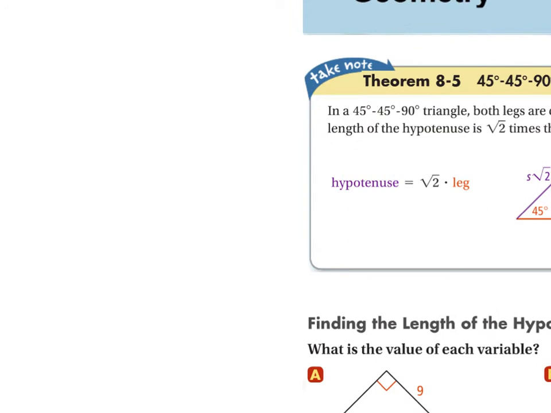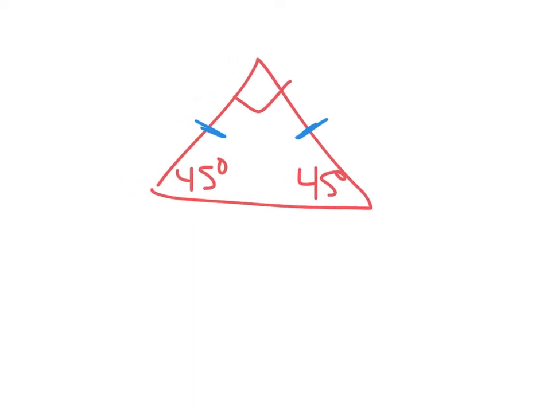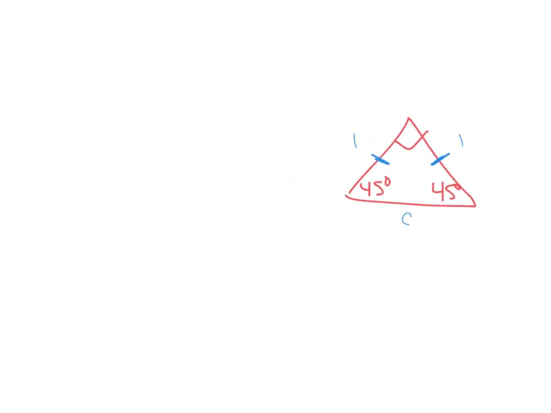So if you remember from our last, actually let me draw it like this. So if you have 2 angles that are the same, that means that it is going to be an isosceles triangle. So that means that the 2 sides are the same. So for this one, I'm going to do the most basic one and make these 1. Okay, those sides are 1. So let's figure out what C is.